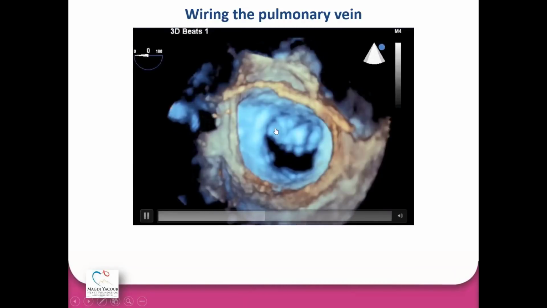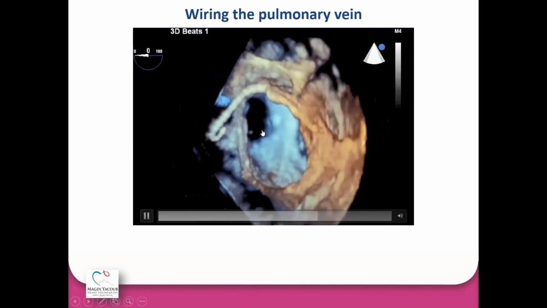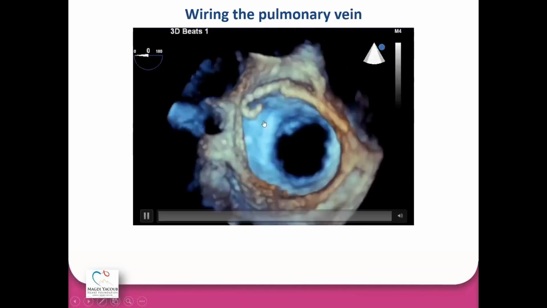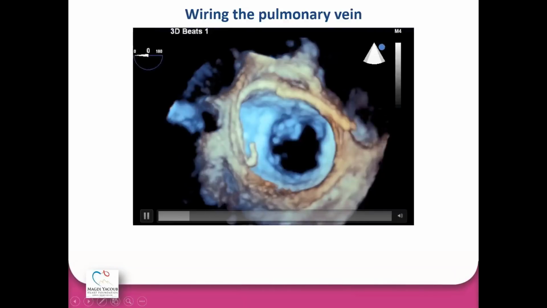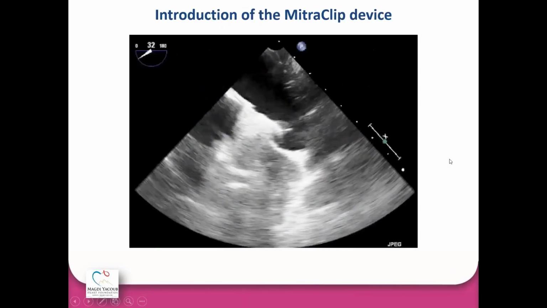You can show him this on direct vision by some tilting, like what I'll do now, to show him the appendage, coumadin ridge, and left upper pulmonary vein on direct vision, to let him know that this is the appendage, don't go there, and this is the pulmonary vein, go there. And this is what he did here. He wired the pulmonary vein.